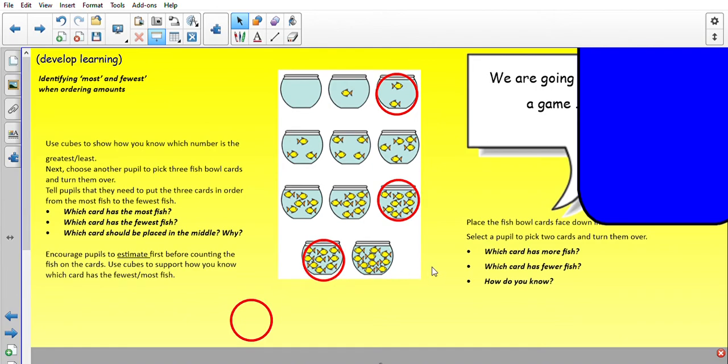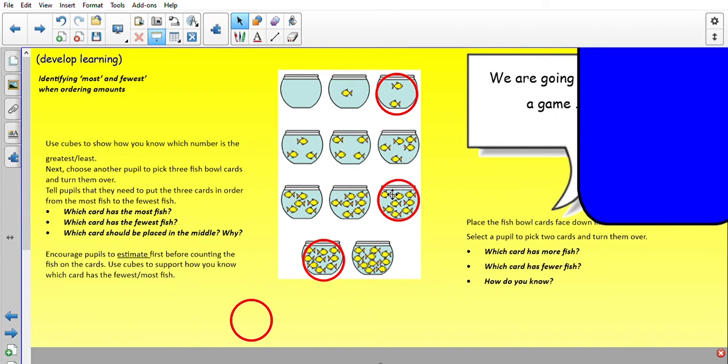Okay, so which card has the most fish? Well, I can see it's not that one, but I might have to count these. 1, 2, 3, 4, 5, 6, 7, 8, 9. So 9 in that one. 1, 2, 3, 4, 5, 6, 7, 8 in that one. So which has the most? Now I know that 9 is greater than 8, so this one must have the most. Which has the fewest? Well, that's this one because that's got much less, hasn't it? So that's the fewest. So that means number 8, this one here, must be in the middle.